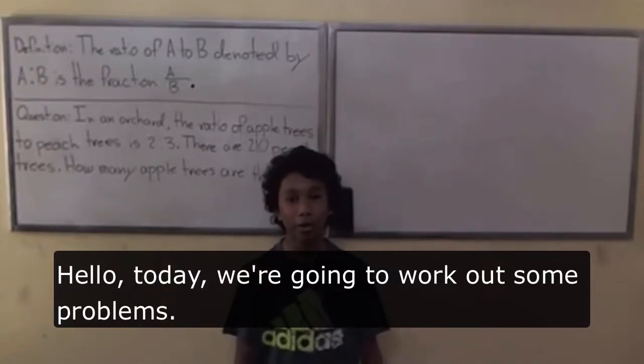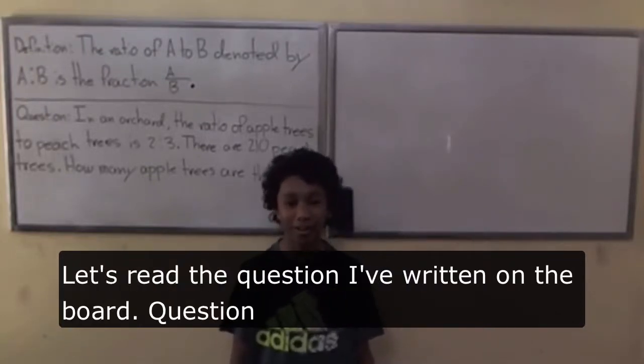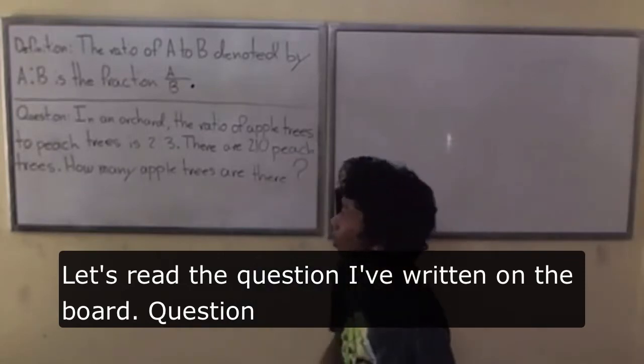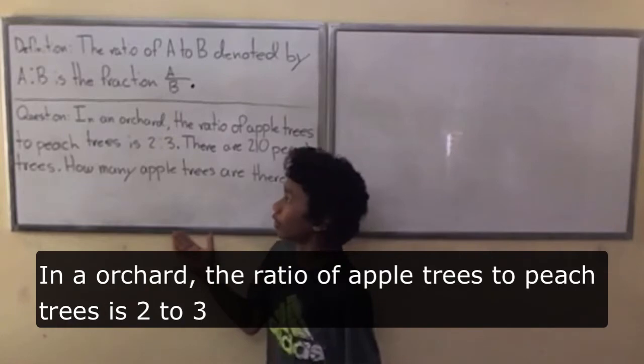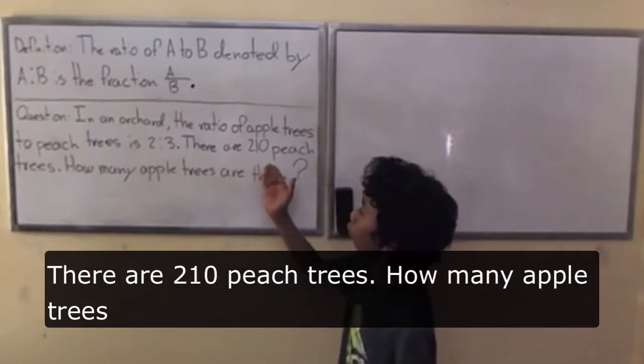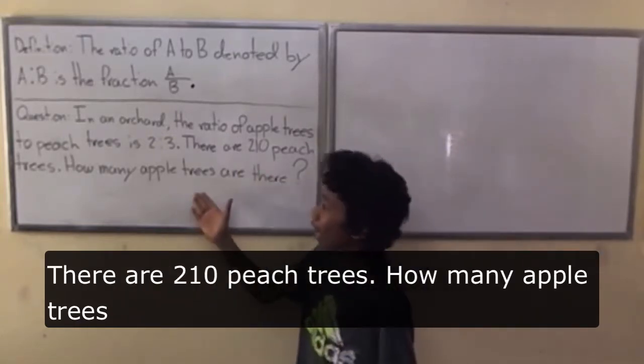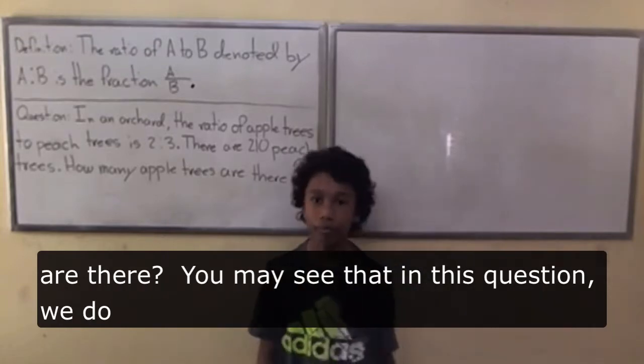So, today we are going to work out some problems. Let's read the question I've written on the board. Question. In an orchard, the ratio of apple trees to peach trees is 2 to 3. There are 210 peach trees. How many apple trees are there?